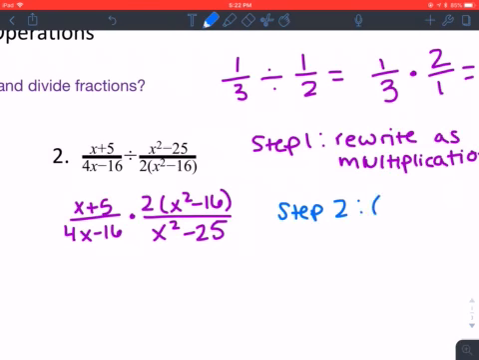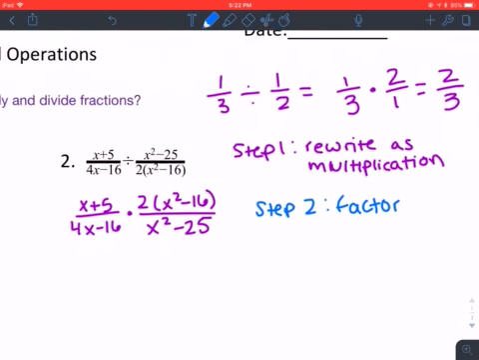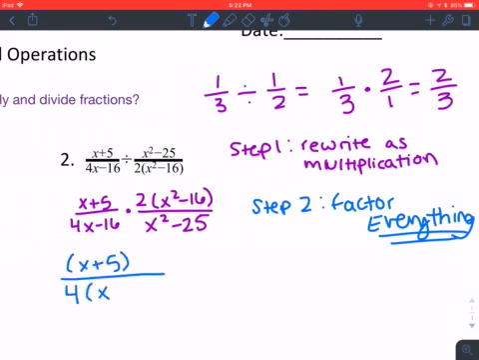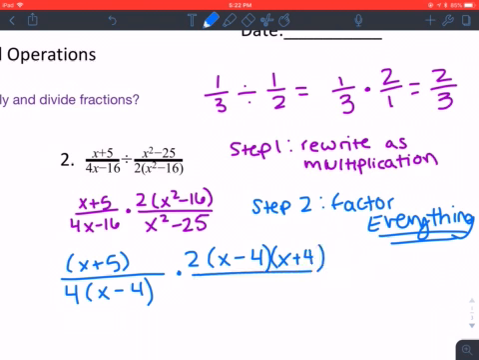So we're going to factor everything. Alright, our x plus 5 does not factor, but in our denominator 4 factors out. Left with 4 times x minus 4 times, we have a 2 here, and then x squared minus 16, difference of 2 squares. So we have x minus 4, x plus 4. And our denominator is also a difference of 2 squares, so x minus 5, x plus 5.